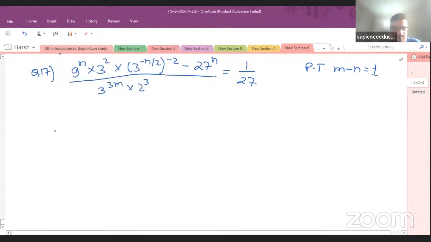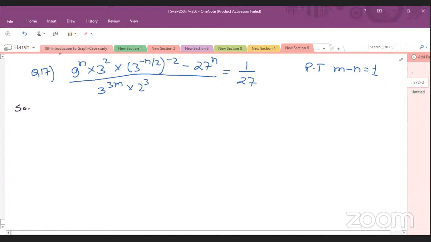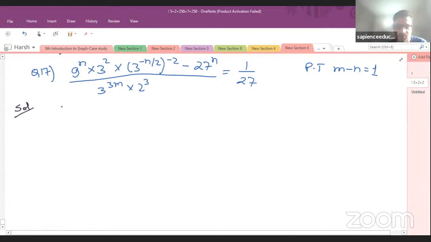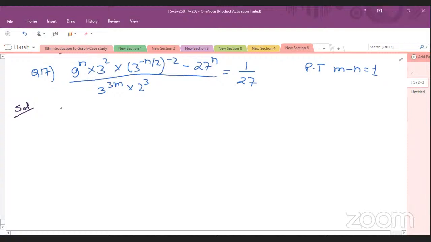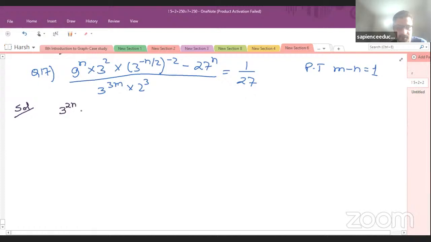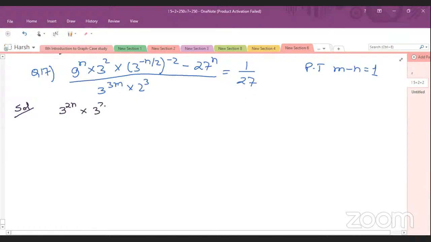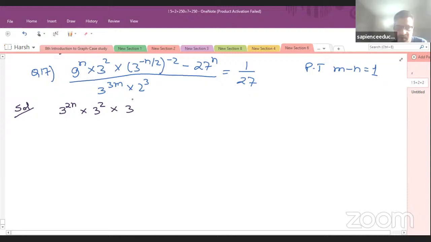Yes, Kunal. So first we simplify everything. Okay, tell me how to simplify. Sir, first 9 to the power n will be equal to 3 square to the power n, so 3 to the power 2n, into 3 square. Okay. When we simplify that, we get 3 raised to n, so minus n by 2 into minus 2. And this one, how can we write? 27 to the power n is 3 cube to the power n, 3 raised to 3n. Yes, sir.